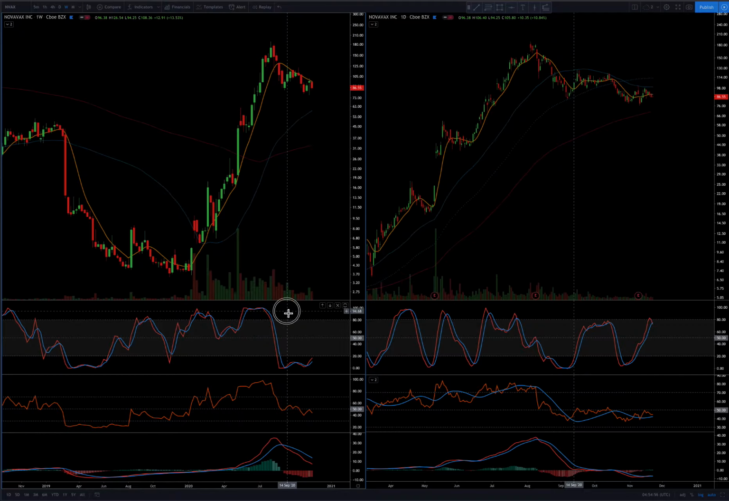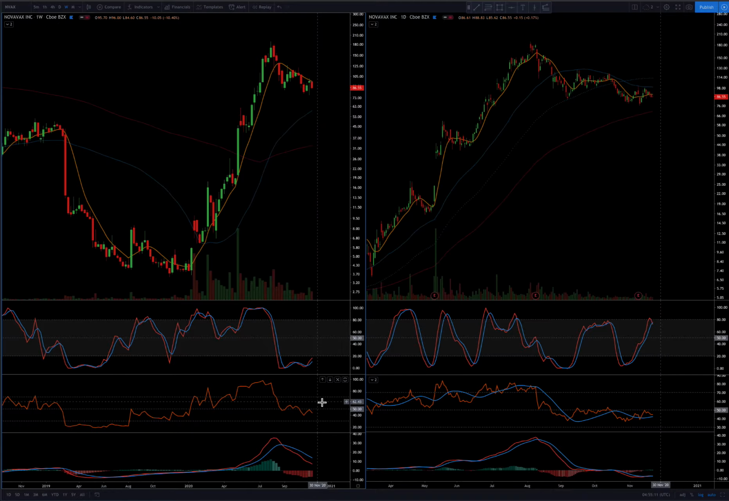Let's go down to the Stoch RSI. I see that it's really reached a low here. I see a little bit of bullish divergence and a cross, so promising for a bottom here.